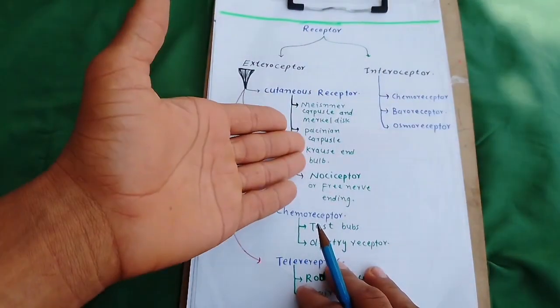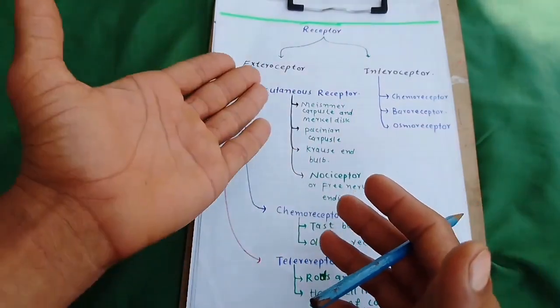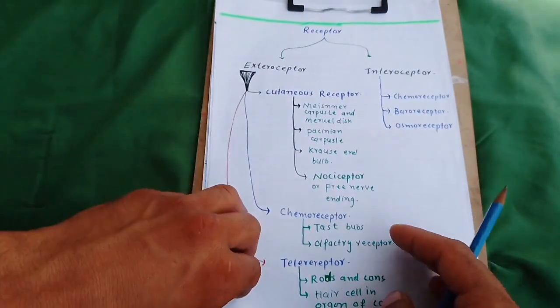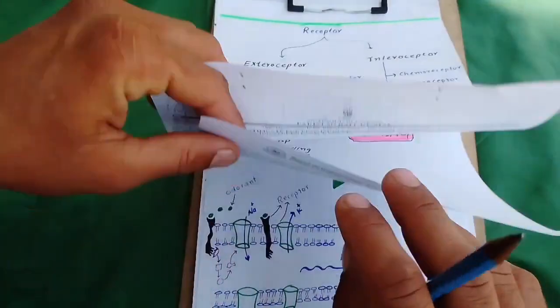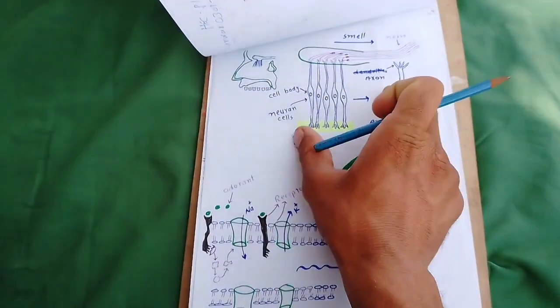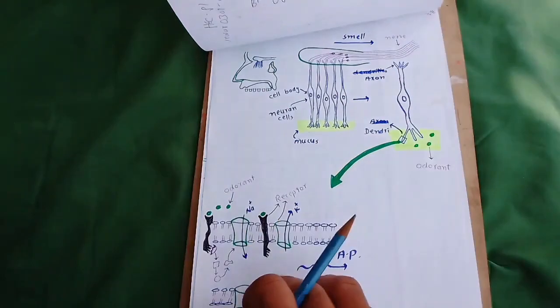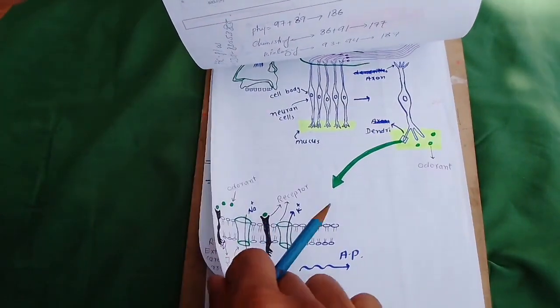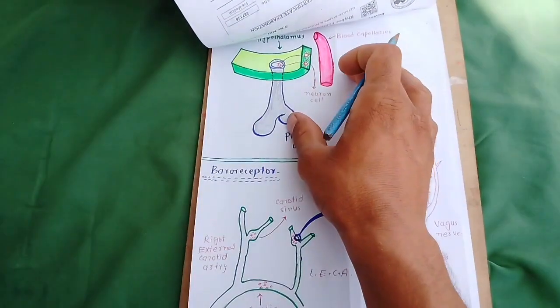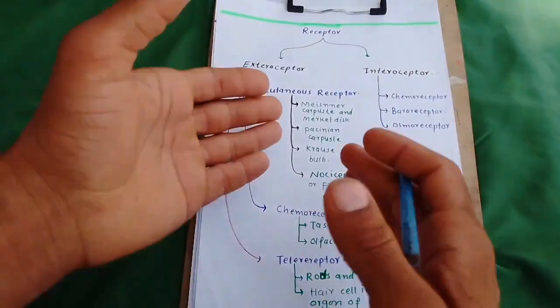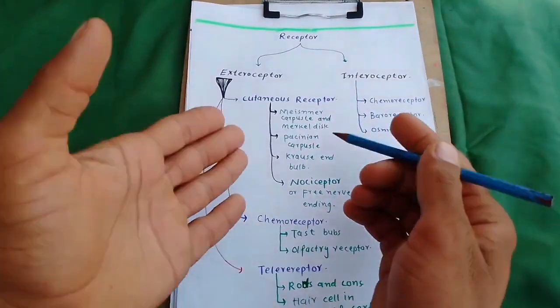This is the classification of the receptor: exterior receptor and anterior receptor. This is a flow chart of the receptor, and I will discuss it one by one. This is the chemoreceptor. This is the telereceptor. Hearing mechanism by a shortcut mechanism. This is the osmoreceptor, hypothalamus. This is the baroreceptor. First of all, this is the flow chart.